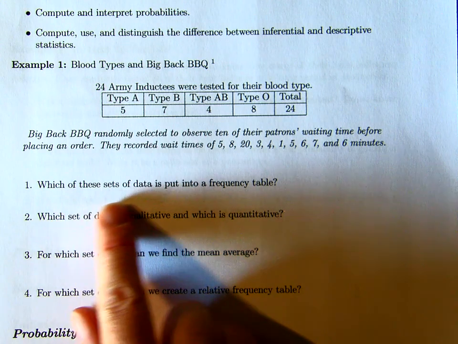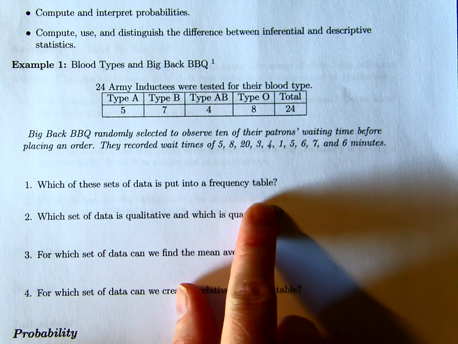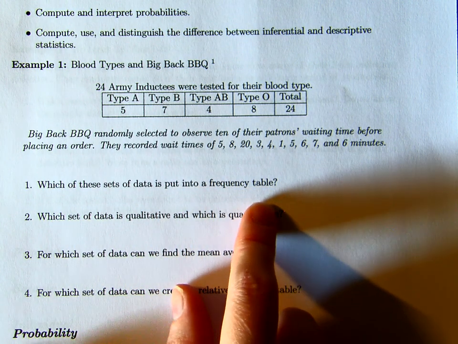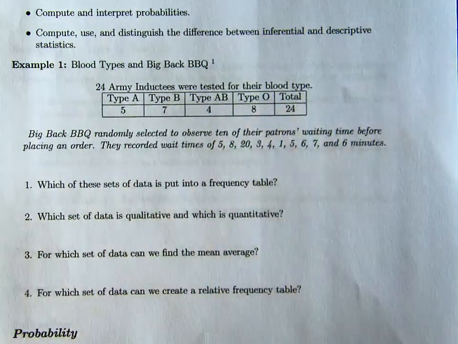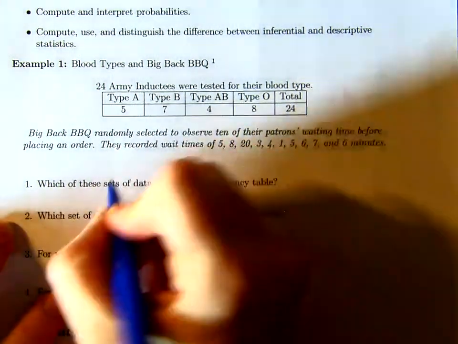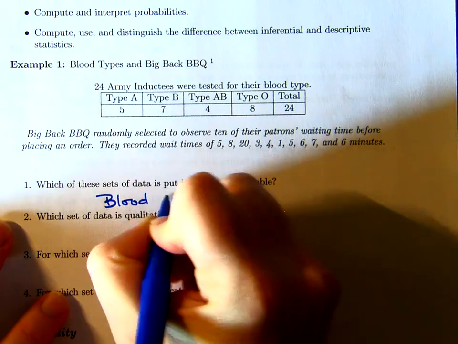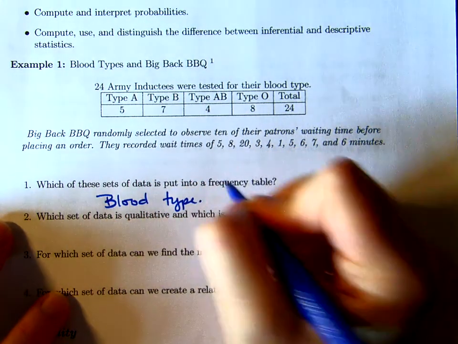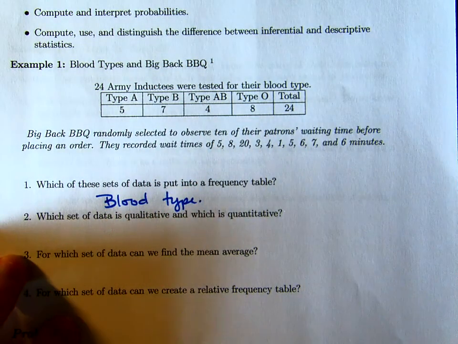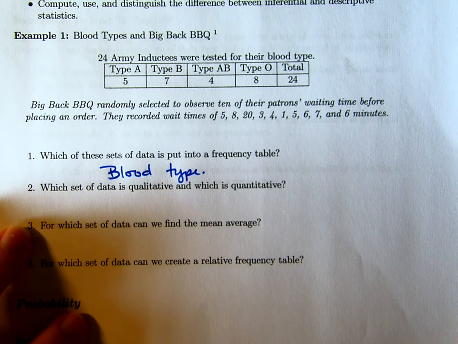Which of these data sets is put into a frequency table? Oh, okay. I'm on it. Blood type. Thank you so much for organizing it. Done. Which set of data is qualitative and which is quantitative?